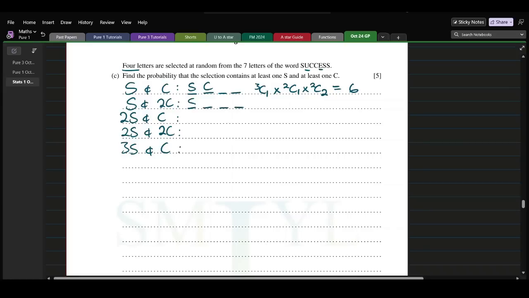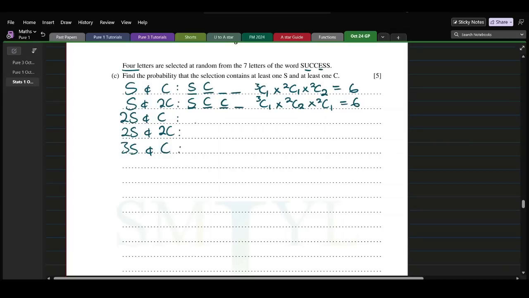Let's evaluate the second scenario. We've got an S and 2 C's. Here we're picking one S from 3 S's, so that's 3 choose 1. Then we're picking 2 C's from 2 C's, so that's 2 choose 2. And then finally we've got 1 slot for the remaining 2 letters, so that's 2 choose 1. So this would be 3 times 1 times 2, which is 6.